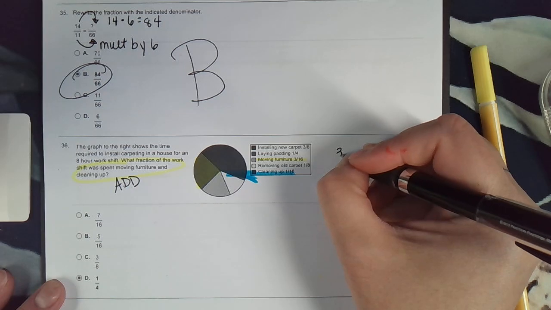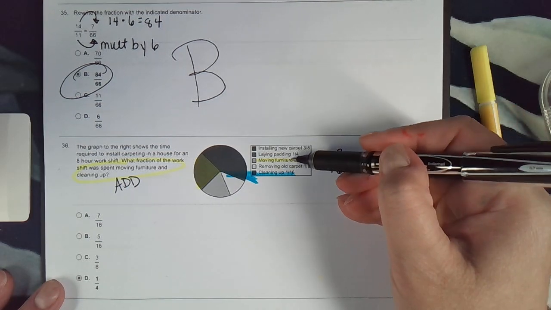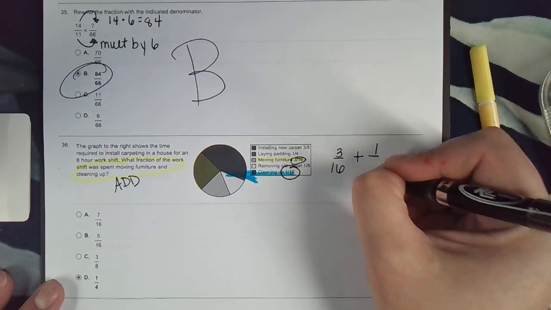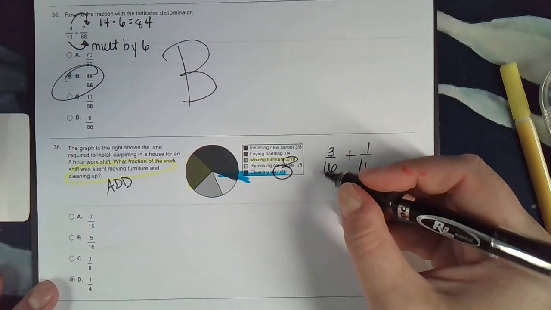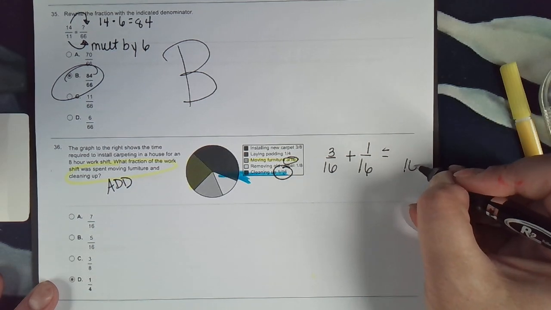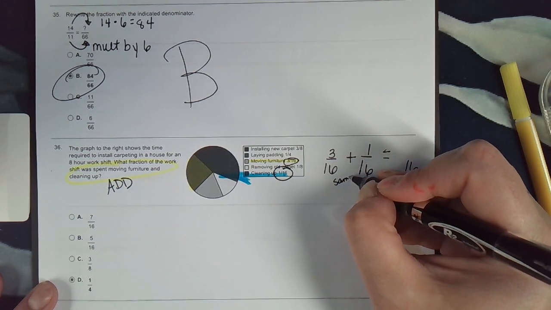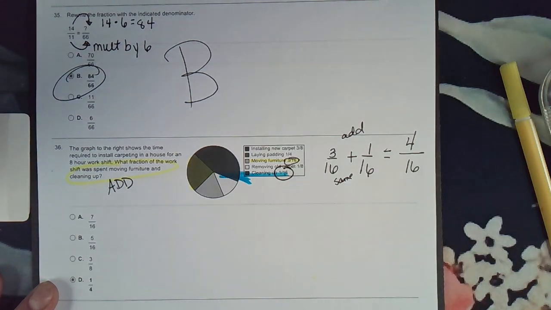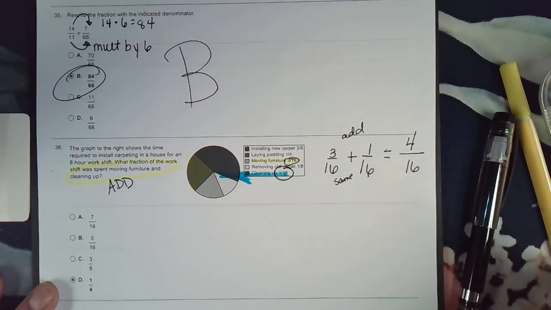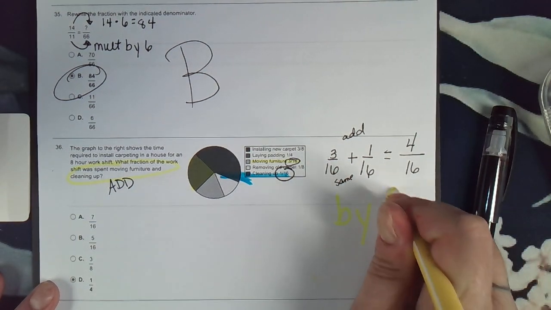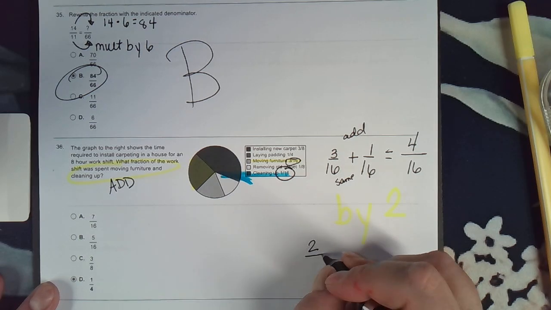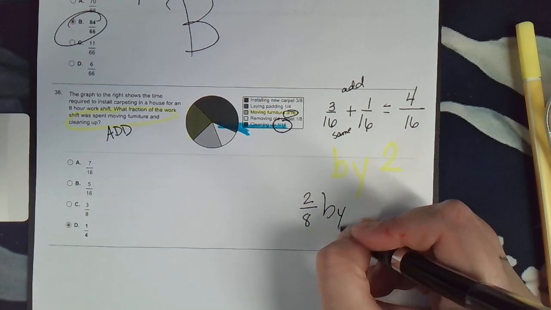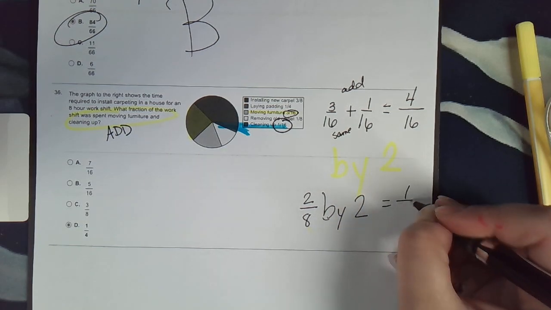We're going to take this 3/16 from moving the furniture, and we're going to add the cleaning up, which is 1/16. And let's see here, when the bottoms are the same, you keep it the same. And then you actually add the tops. So the tops are 3 plus 1 is 4. But if you look at the answer choices, we don't see that because they reduce. I think you can reduce by 2 and you get 2 over 8. And then you can do it again. And it gives you 1 over 4. D.